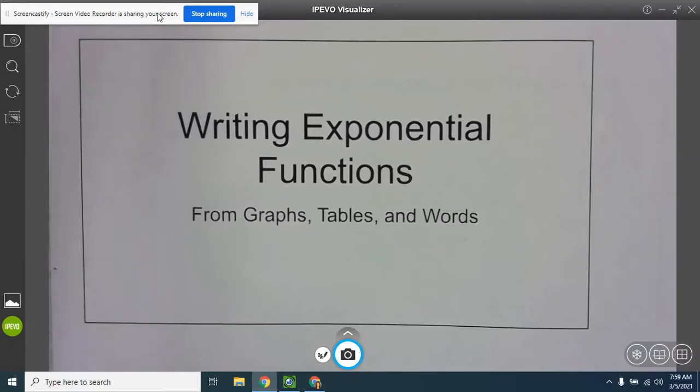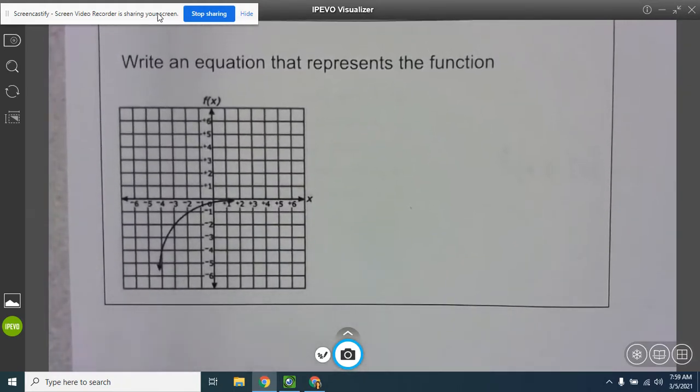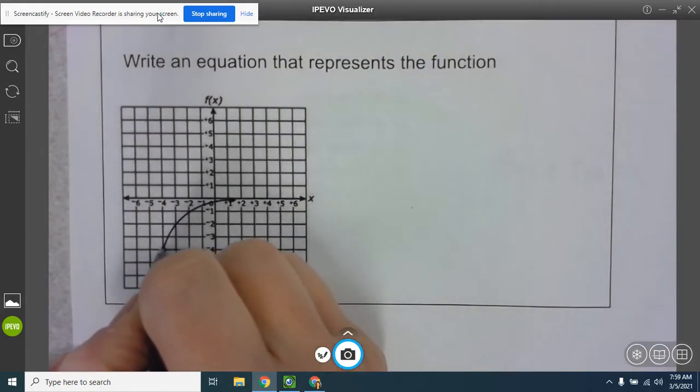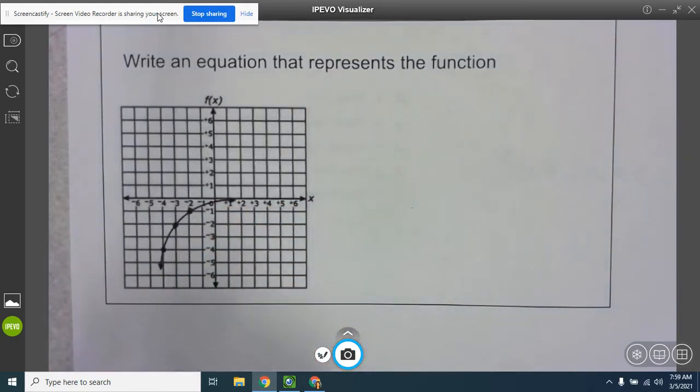All right, so in this lesson, we're going to talk about how to write an exponential function if we've been given a graph, a table, or words. So we're going to start out with this graph. And what I'm going to do is define some of the points on here. And I'm going to use points that are actually on tick marks.